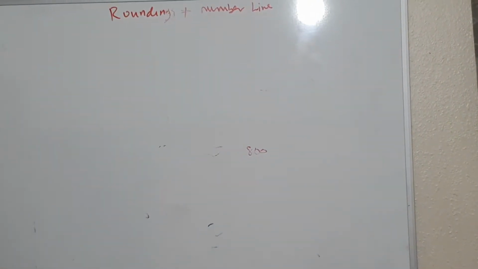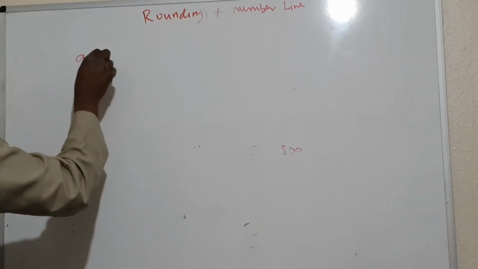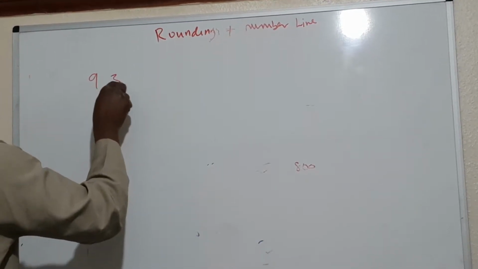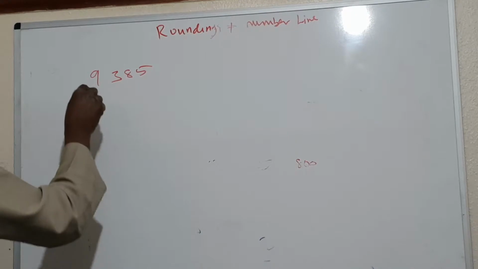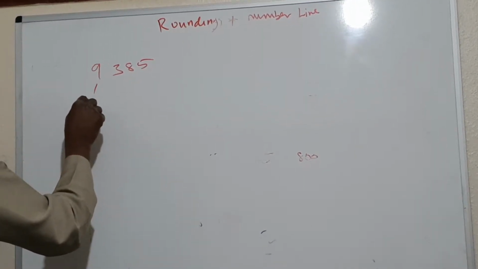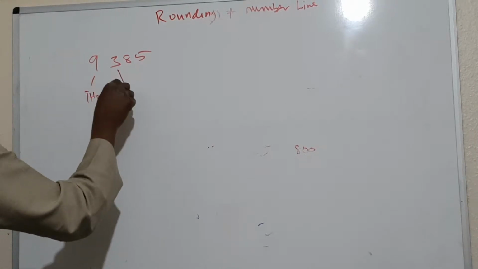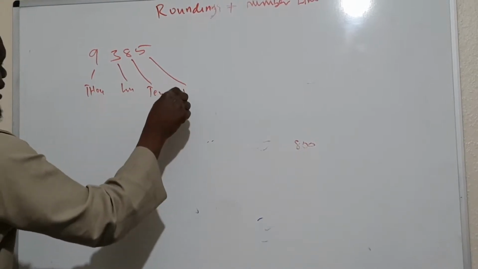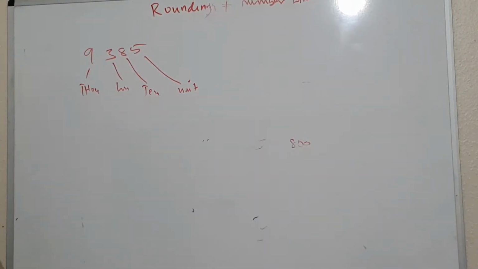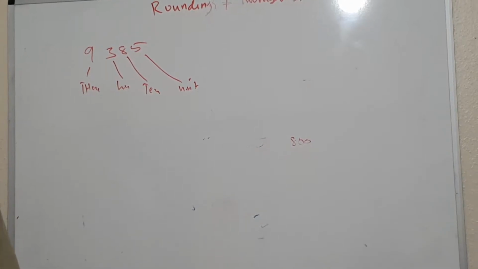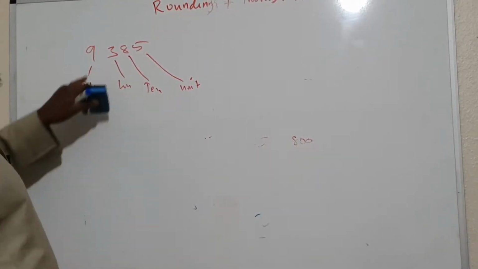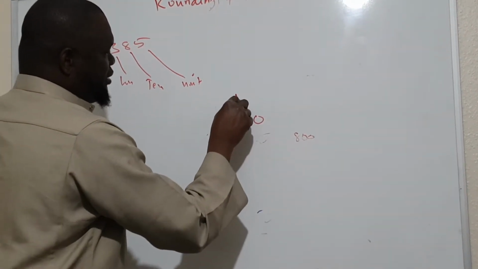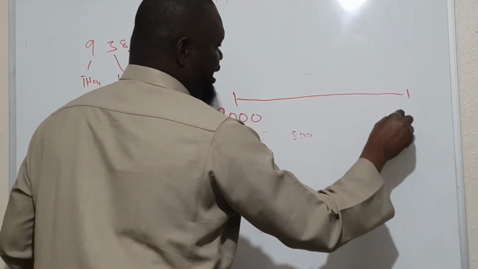Now let's look at a bigger number. We go to thousands now. Let's say we have 9385. Here, this represents 1,000 in it. 3 represents 100. 8 represents a 10. And 5 represents a unit. Now, if we are asked to round this to the nearest 1,000, of course, if 9 is 1,000, our first 1,000 is 9,000 in it. Okay? What is the next 1,000? 10,000.